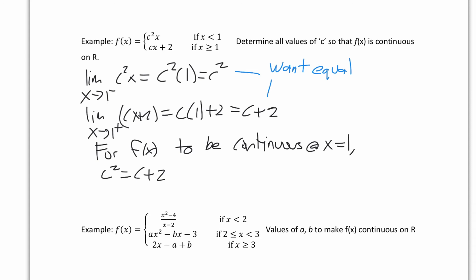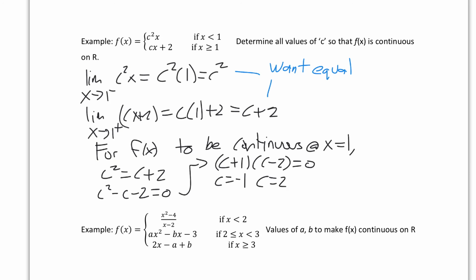Now this is like a pre-calculus question. We can move the c and the 2 over to the other side and do a little factoring. So this will factor as (c plus 1)(c minus 2), and that will give us c equals negative 1 and c equals 2.